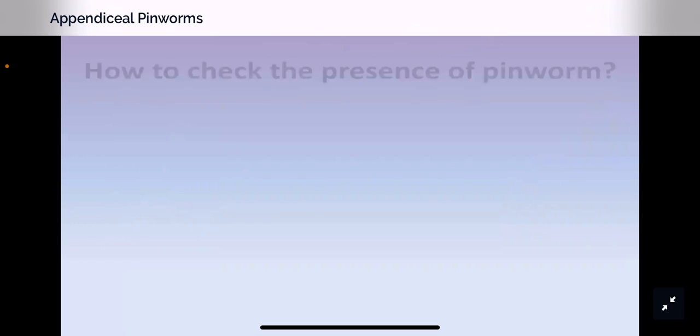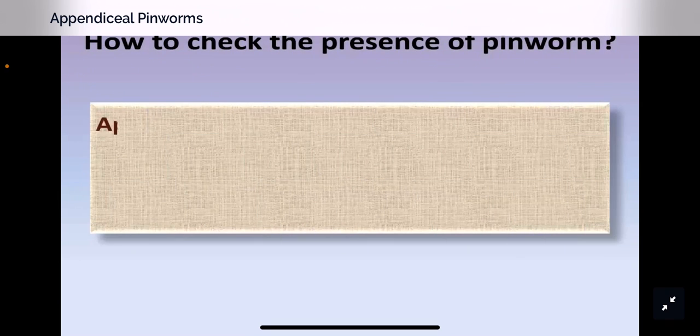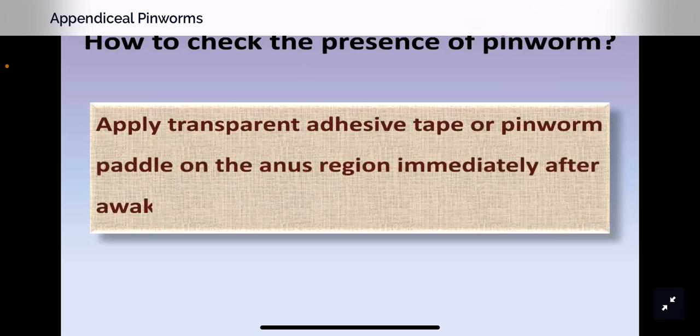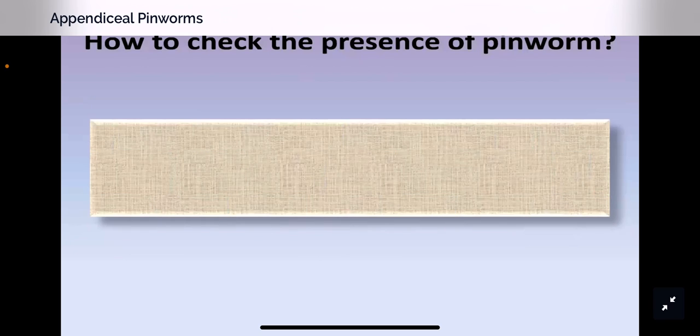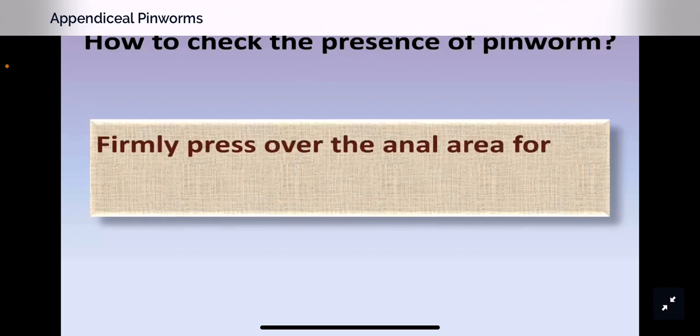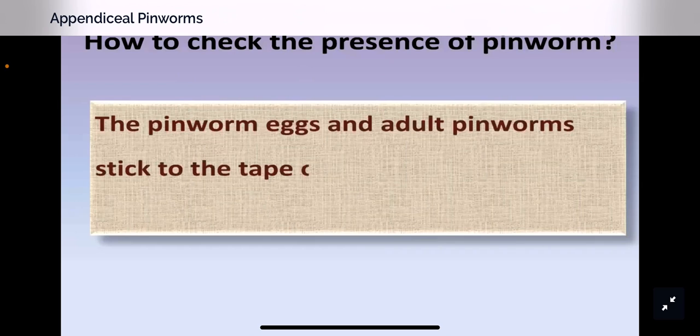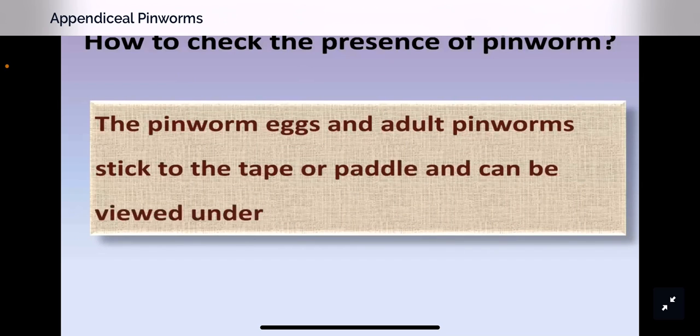How to check the presence of pinworm? Apply transparent adhesive tape or a pinworm paddle on the anus region immediately after awakening. Firmly press over the anal area for a few seconds. The pinworm eggs and adult pinworms stick to the tape or paddle and can be viewed under a microscope.